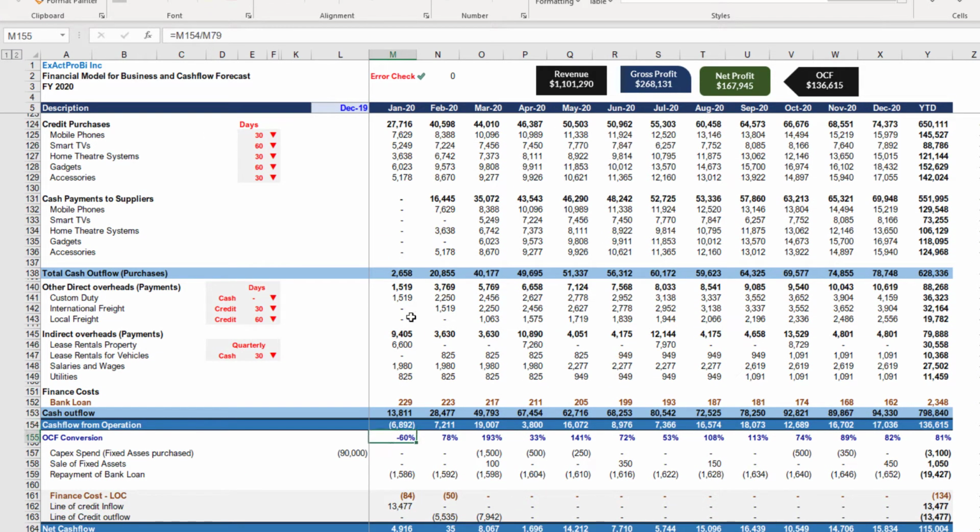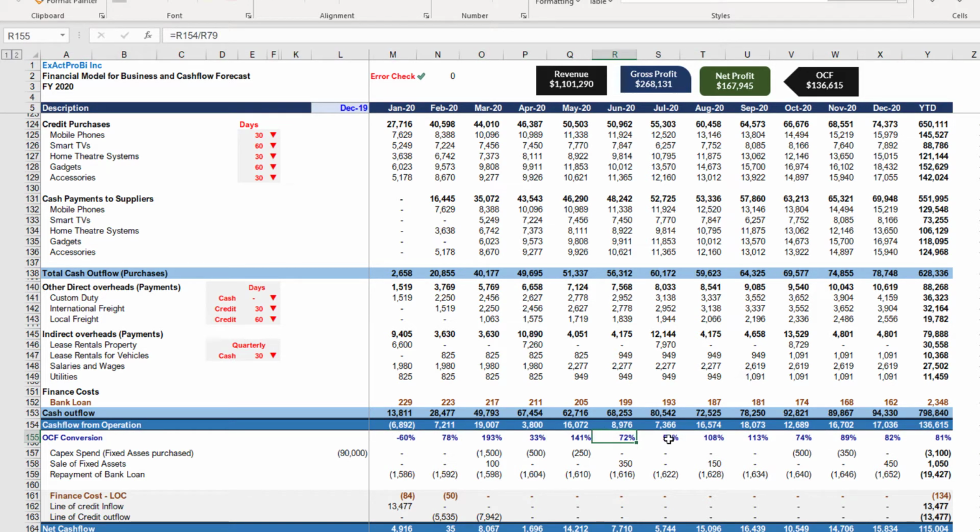So this is not a good position. But at the same time, we know that this is a new business, so we need to give this business some time to generate monthly positive cash flow. If you see from next month onward, we have no problem. Of course, there are bumps here and there, up and down, but overall, we are doing very good. Ideally, 100% of your profit should be converted to cash. So that's what this OCF conversion means.